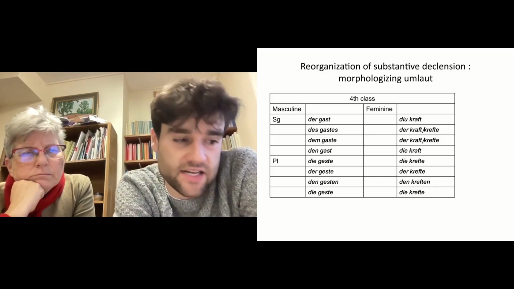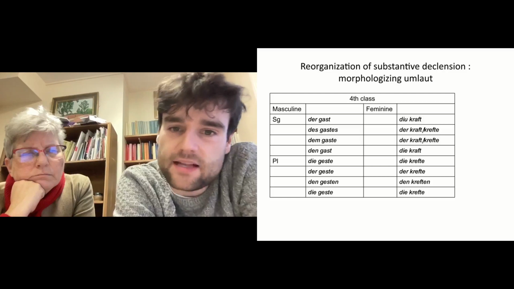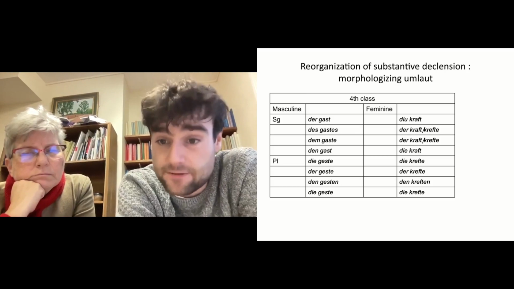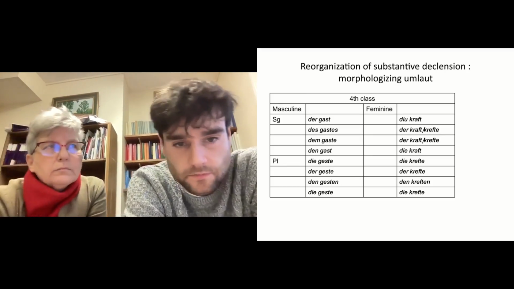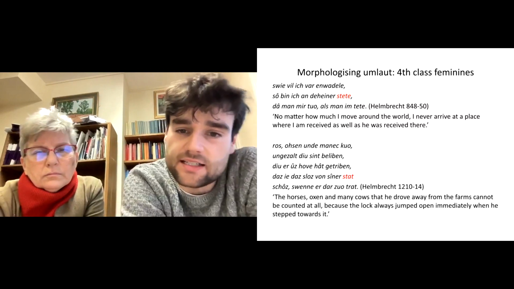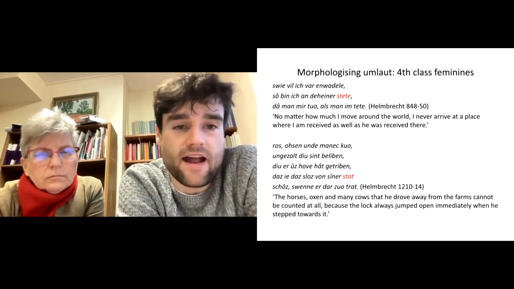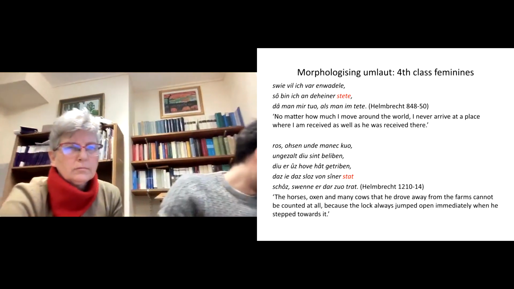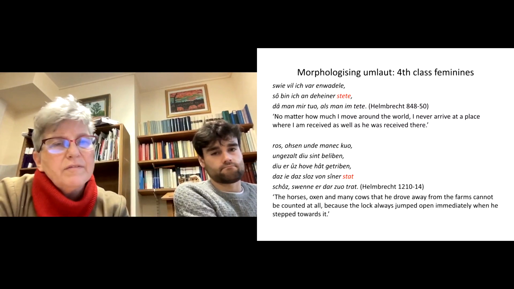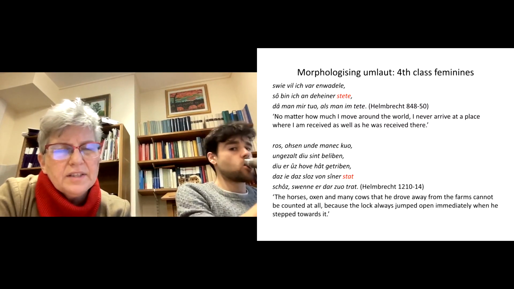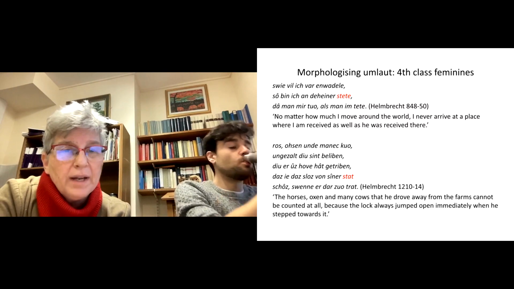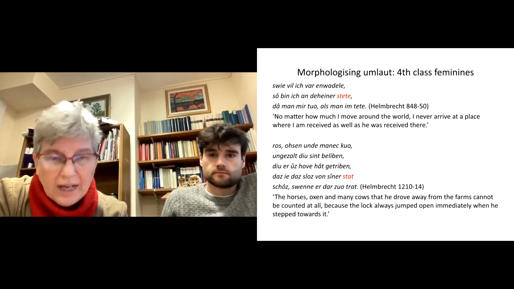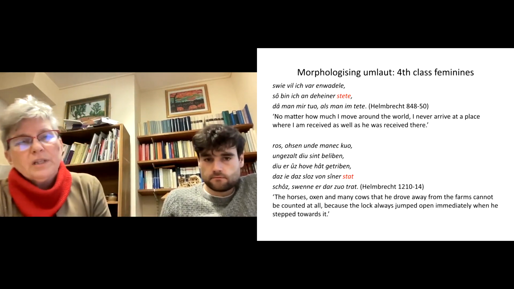Such an unambiguous interpretation of the fourth class feminine nouns too is prevented by the fact that umlauted forms not only occur in the entire plural, but can also occur in the genitive and dative singular as variants of non-umlauted forms. In Werner's Helmbrecht, the noun Stadt in the dative singular occurs in both variants. If the rhyming word is Täter, the variant with umlaut is selected. Svir viel ich fahr en Waddele, so bin ich an de Heiner Stätte, da man mir tue, als Mann im Tette. If, on the other hand, the rhyming word is Trat, the variant without umlaut appears.